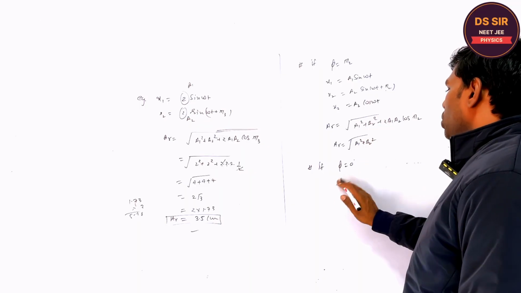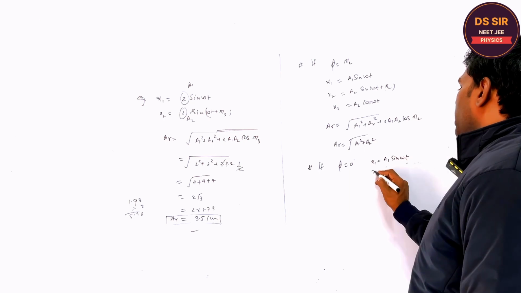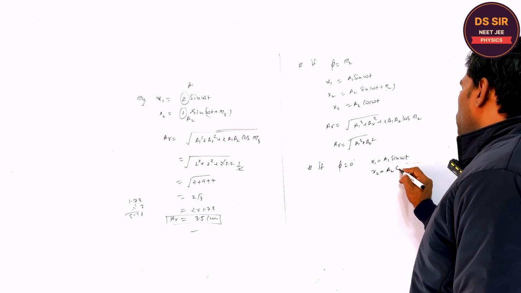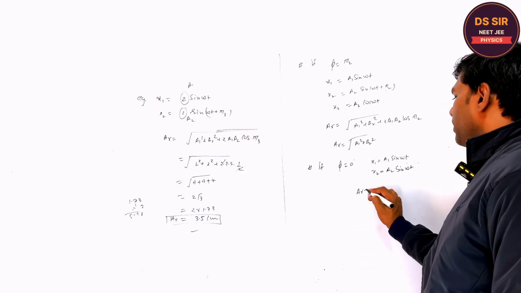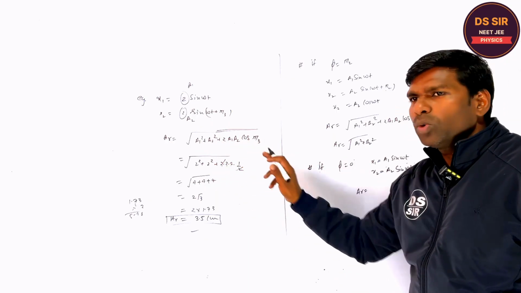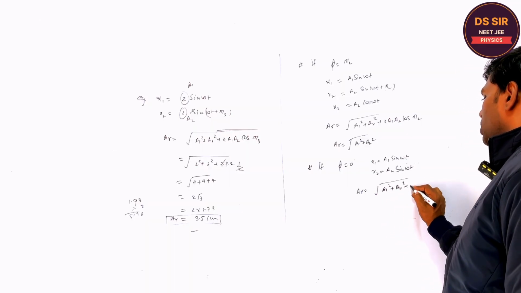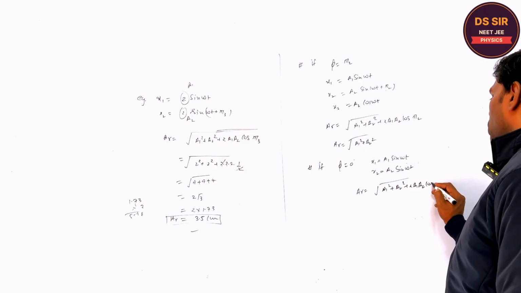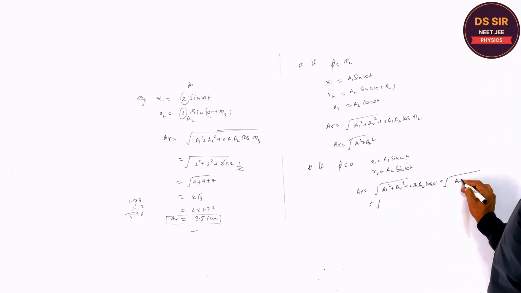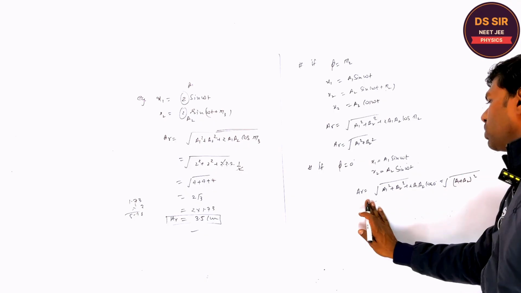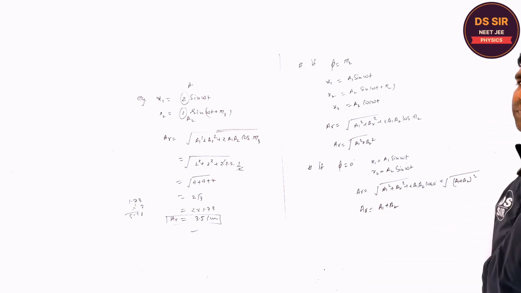if this is 0, what will be the resultant amplitude, you tell? Right. Phase is 0 means x1 is equal to a1 sin omega t and x2 is also equal to a2 sin omega t, right? So what is the resultant amplitude? a1 square plus a2 square plus 2a1 a2 cos 0, and therefore it may be written as a1 plus a2 whole square. So the resultant amplitude is a1 plus a2, right?